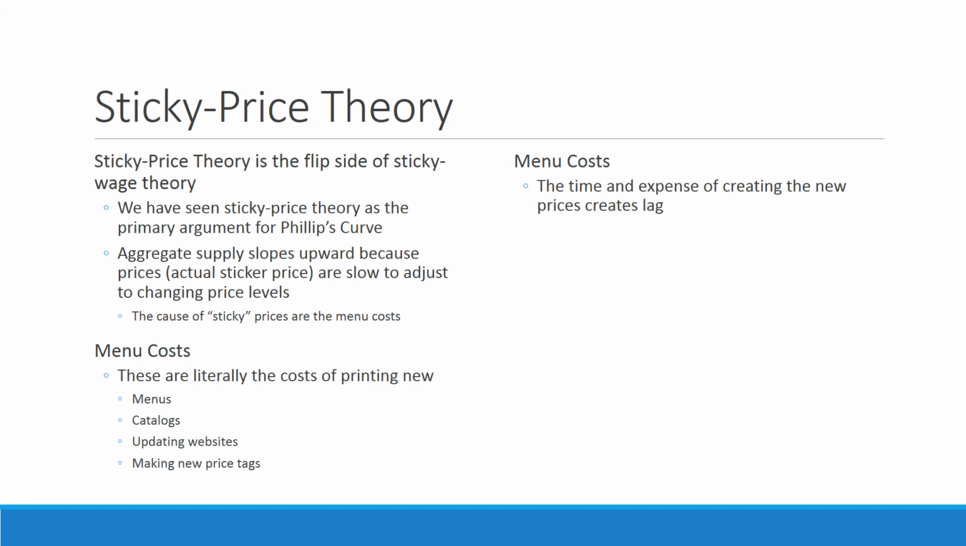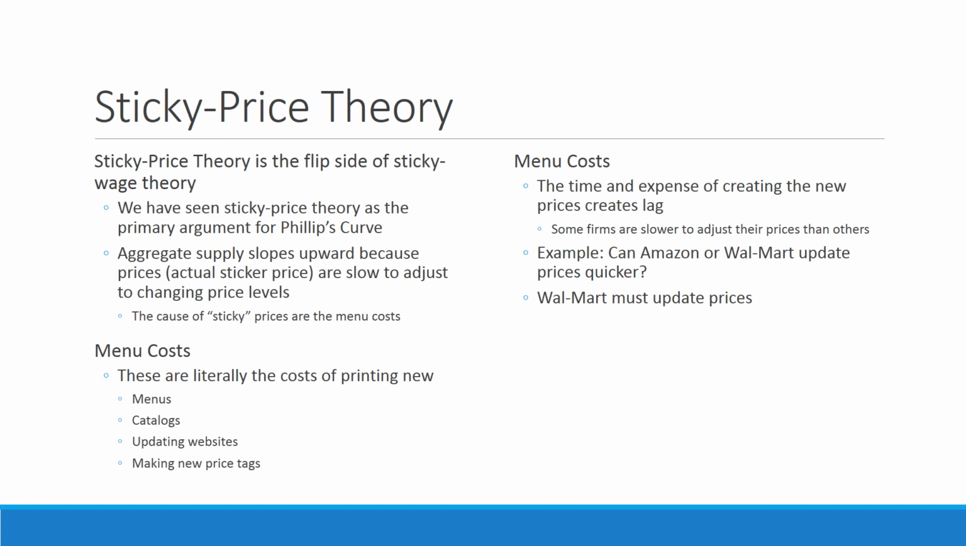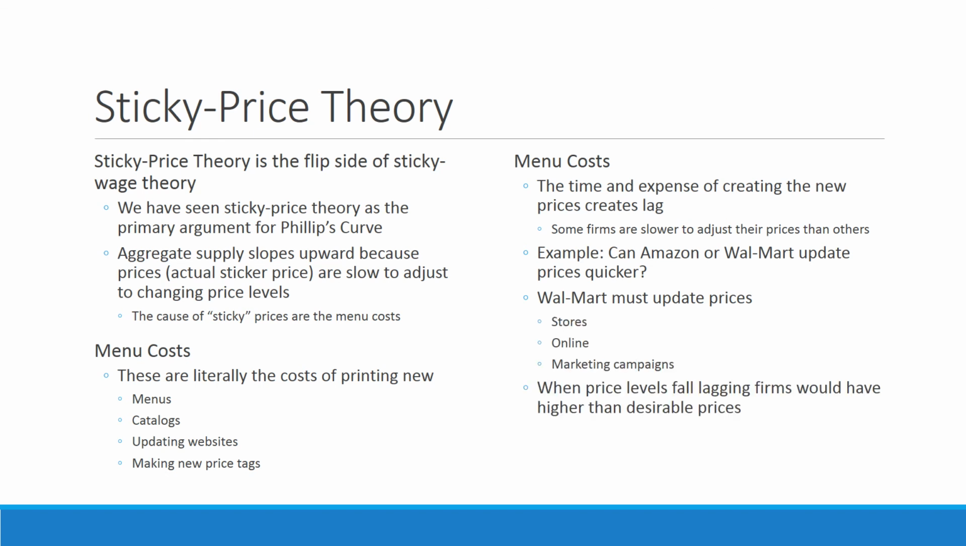Not every firm is updating as quickly. For example, some firms are slower to adjust their prices than others. Simple fact here, can Amazon or Walmart update prices quicker? Well, Amazon can because they're doing it online. Walmart, of course, has literally got to go through and make changes. Walmart has to update the prices in their stores, online, and their marketing campaigns.